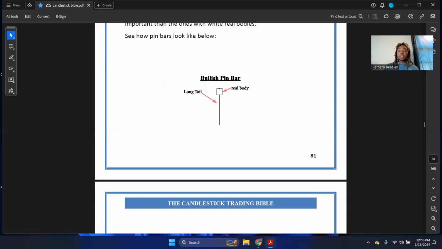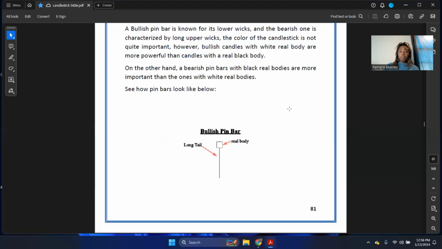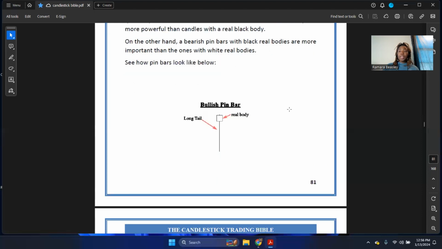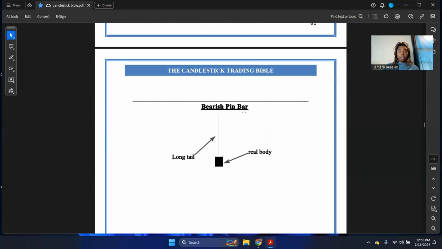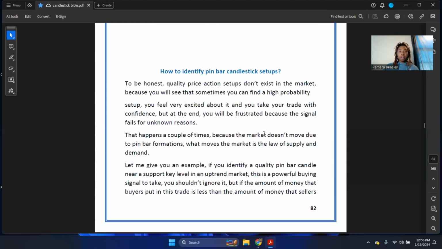All right, so a bullish pin bar, like they said, it doesn't matter as far as the color of the body, but it's more powerful when it has the same color in the direction that it's going. Okay. All right, and then here is our bearish pin bar.